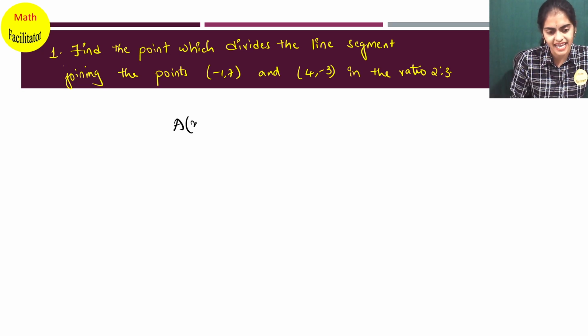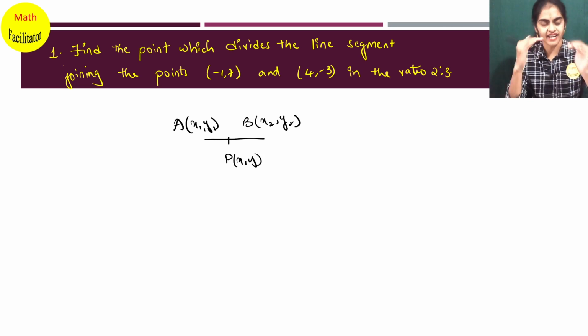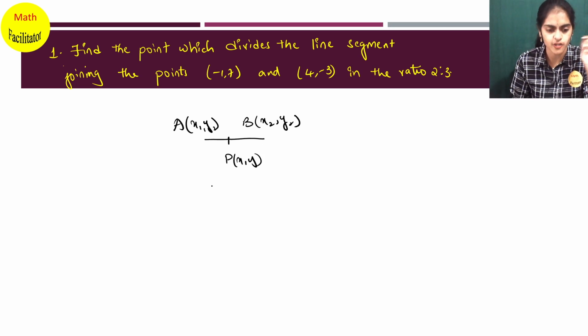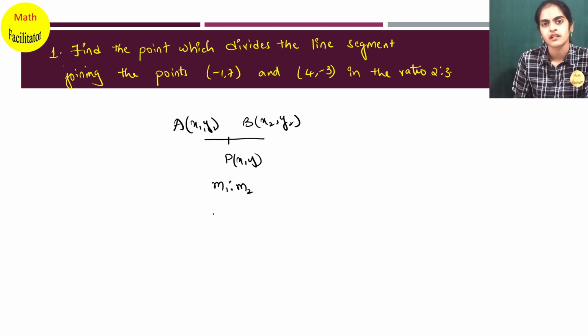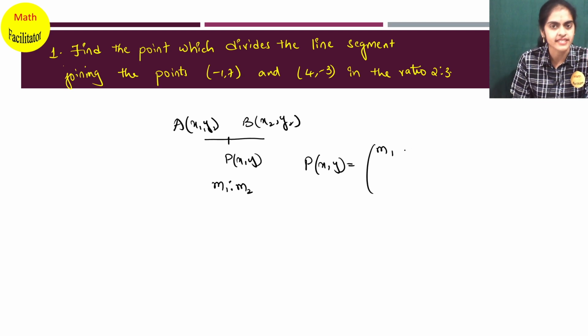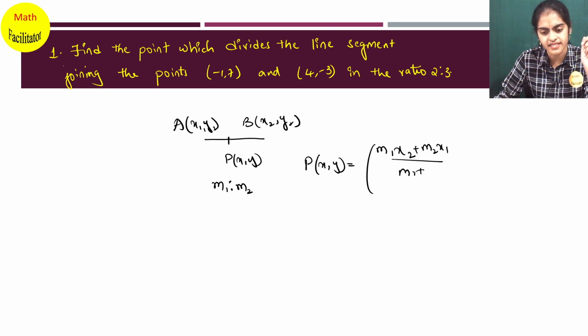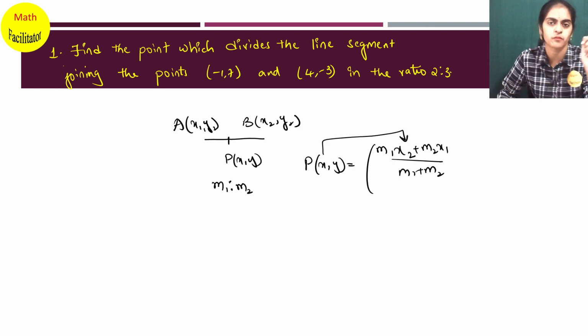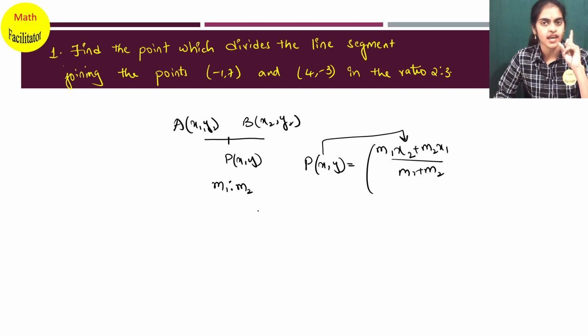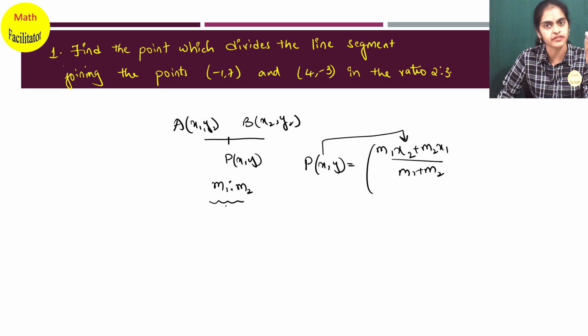If there are 2 points A (x1, y1) and B (x2, y2), and these 2 points are joined by a line segment, and there is a point P (x, y) which divides the line joining AB in the ratio m1 is to m2, then the section formula says you can get the coordinates of P using the formula: the x coordinate is (m1 x2 plus m2 x1) by (m1 plus m2), the sum of the ratio.